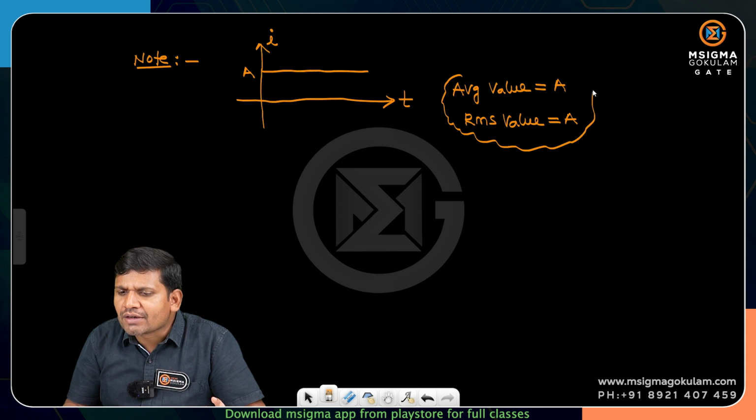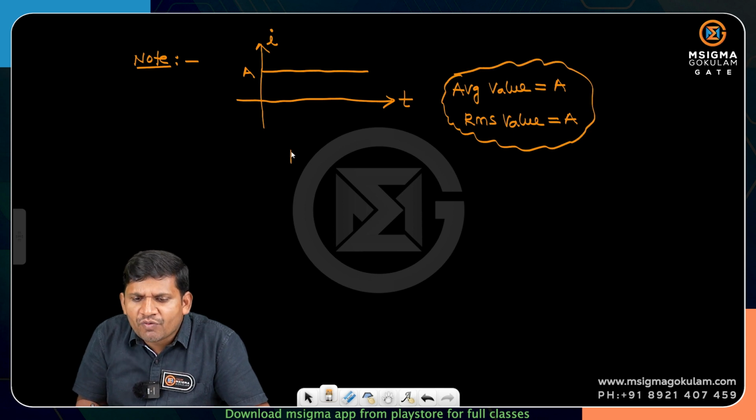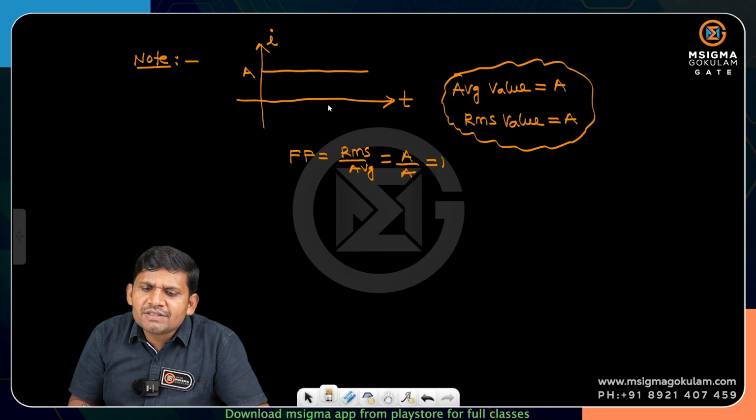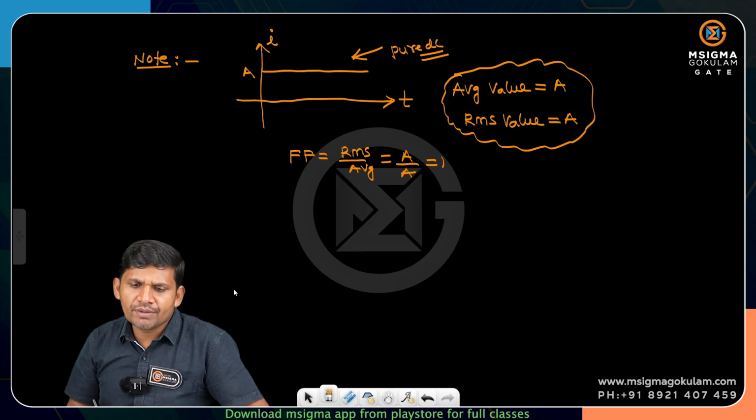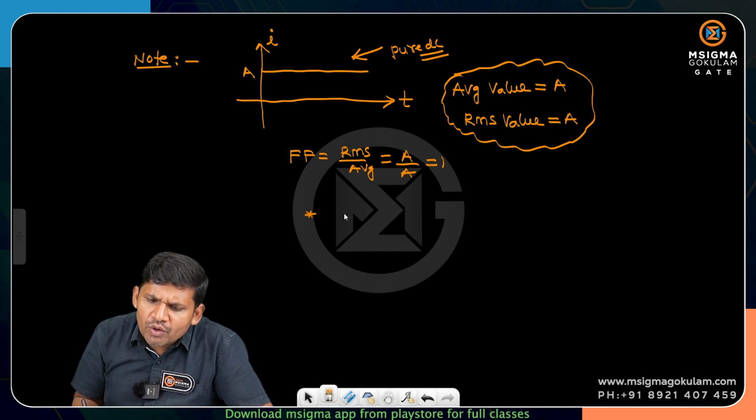Then what is the form factor? How to define form factor, students? The form factor is equal to RMS by average. RMS by average, that is A by A, that is equal to 1. This type of signal is called pure DC. For pure DC, what is the form factor? The form factor is unity.